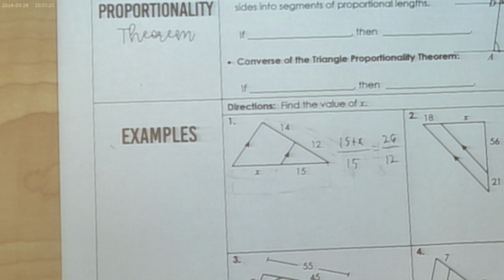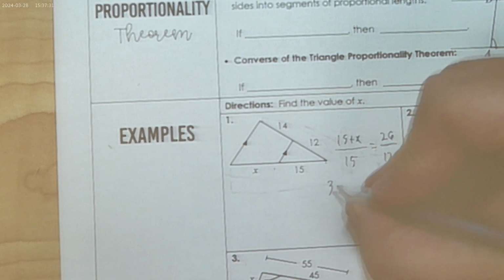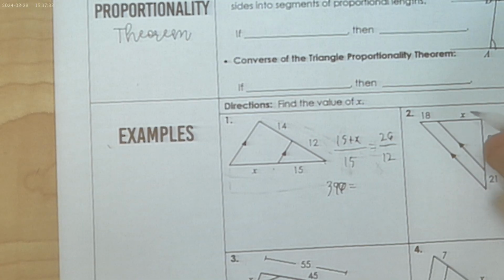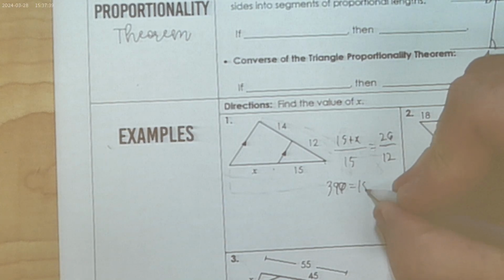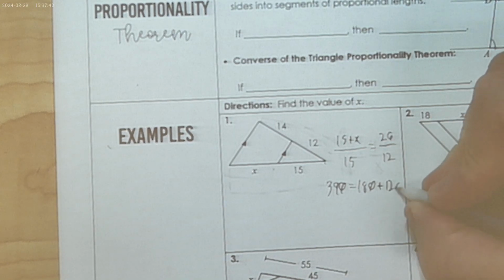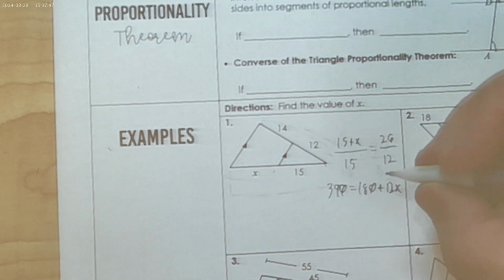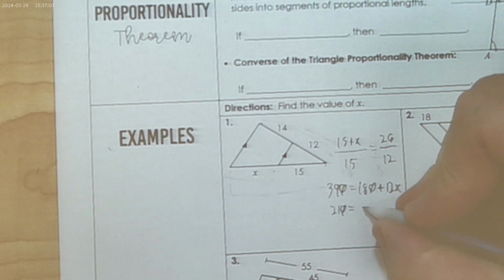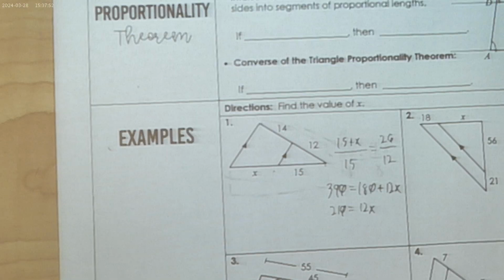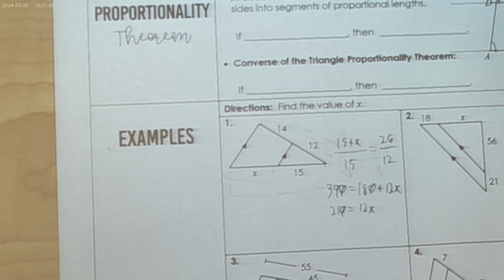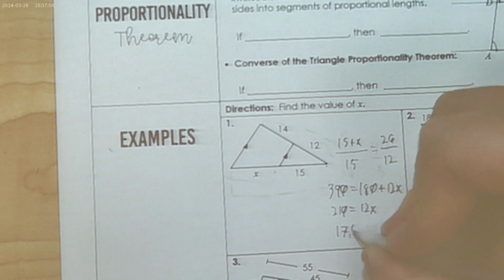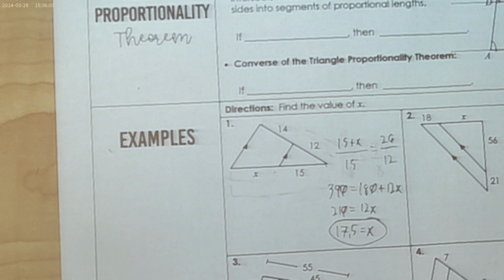Okay, so 15 times 26. Oops, turned it off by accident. So 15 times 26 gives me 390 equals 12 times 15, 180, plus 12x. So 390 minus 180 gives me 210 equals 12x. So 210 divided by 12, so 17.5 equals x. And there we go.